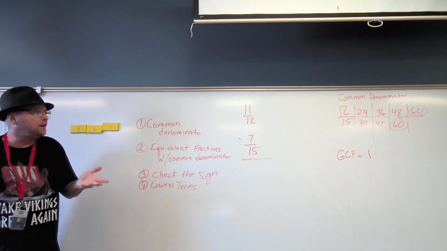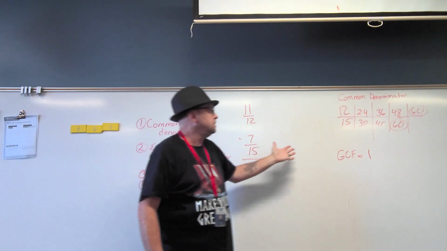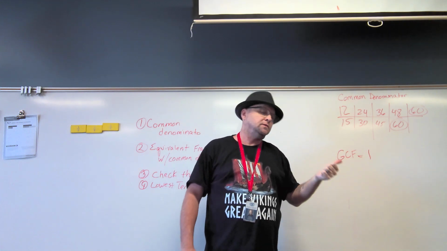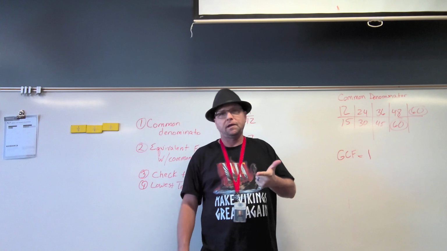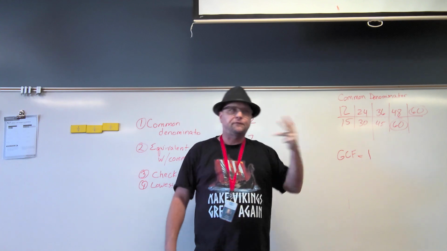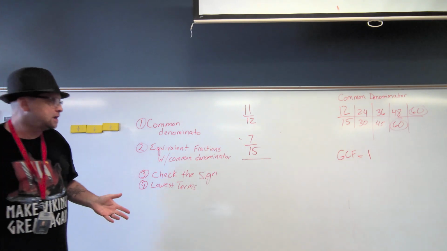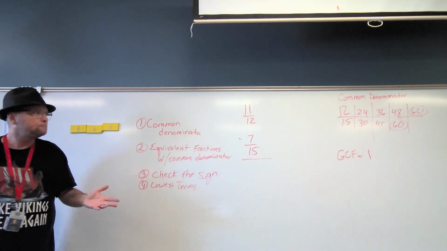Y'all, if I didn't know that 15 times 4 was 60, I could just do 15 times 1 is 15. Add 15 more is 30. Add 15 more is 45. Add 15 more is 60. So, not difficult, even though it's not 1 on our multiplication chart.